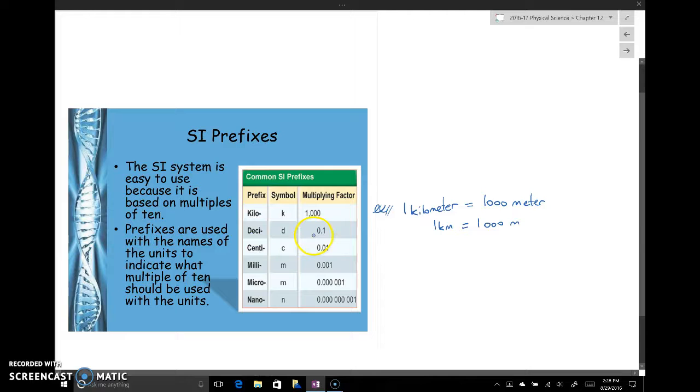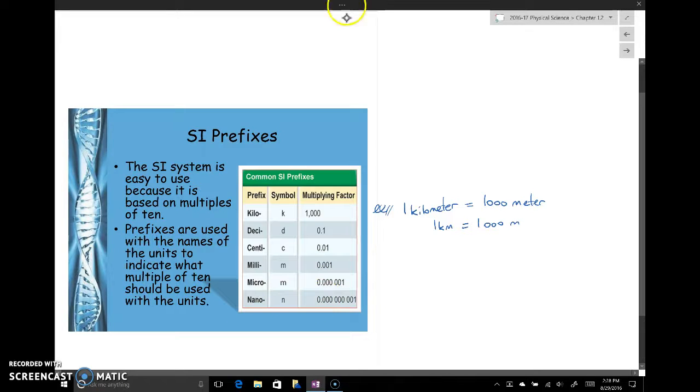Deci means 1/10. Centi means 1/100th. Milli means 1/1000th. Micro means 1 millionth, and nano means 1/1,000,000,000th.